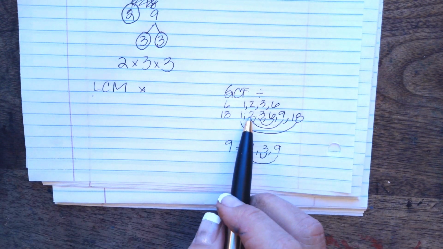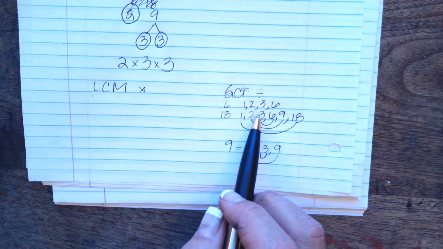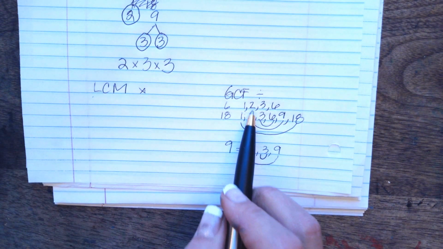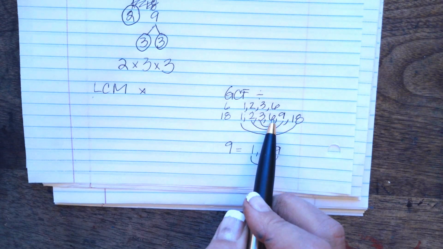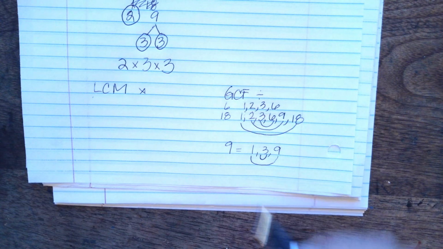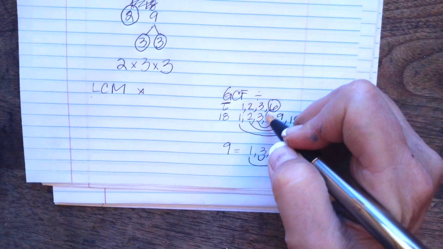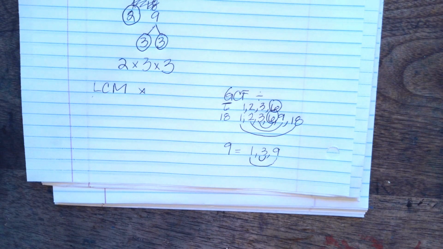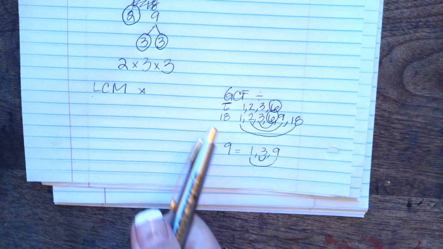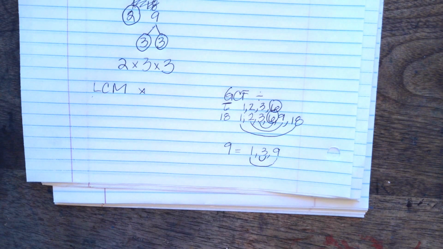Now you circle the greatest common factor. So 6 and 18 have quite a few. They have 1 in common, they have 2 in common, they have 3 in common, they have 6 in common. But we're looking for the greatest common factor. So I can see that it is 6, so I circle it. The greatest common factor of 6 and 18 is 6.